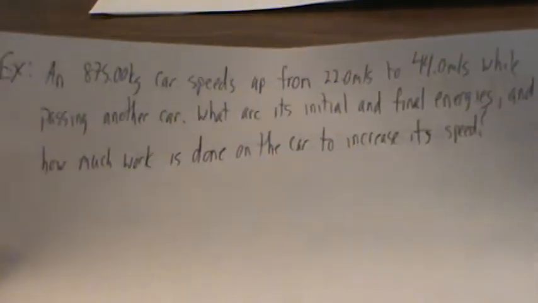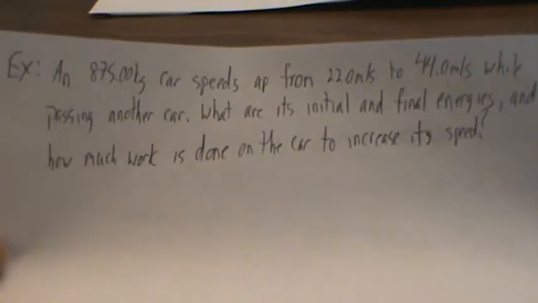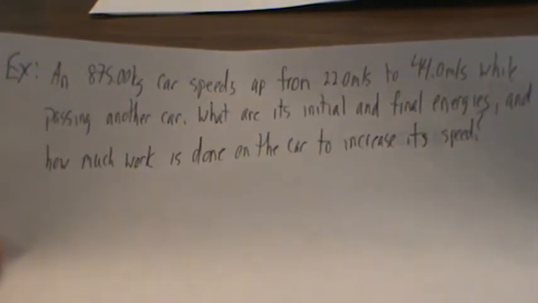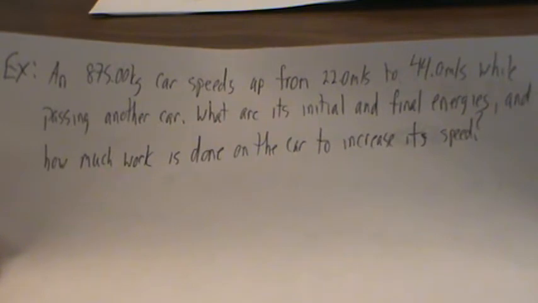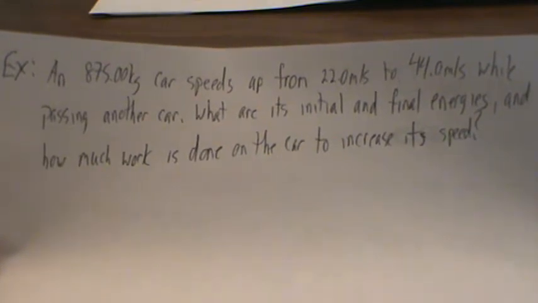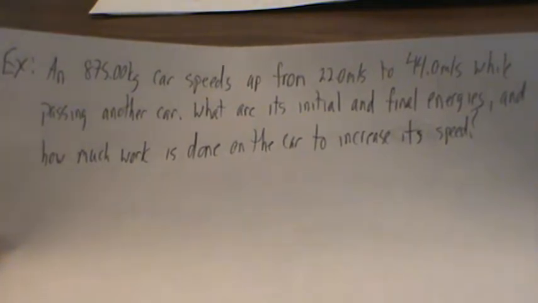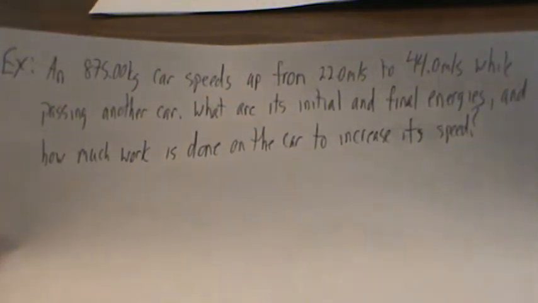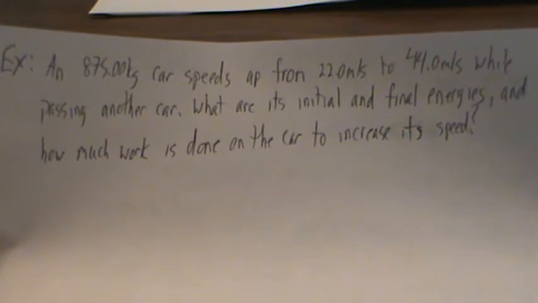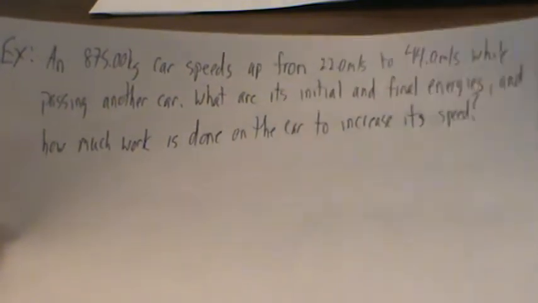Alright, so let's look at an example of dealing with kinetic energy. Our first problem says an 875 kilogram car speeds from 22 meters per second to 44 meters per second while passing another car. What are its initial and final energies, and how much work is done on the car to increase the speed?